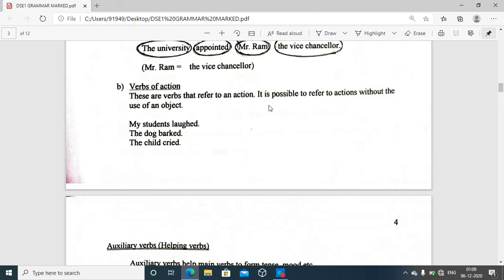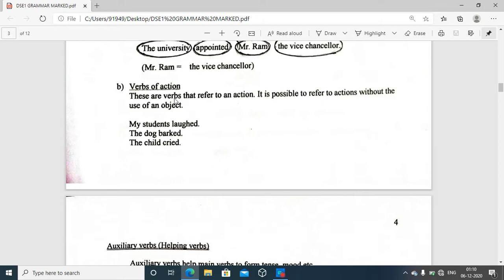That is not to be discussed because this is already given as the basic example. These are verbs that refer to an action. It is possible to refer to actions without the use of an object. My students laughed. Do we need an object? No. My students, all of them together, comprise the subject of the sentence. My students laughed. Here there is no need of an object to refer to the action.